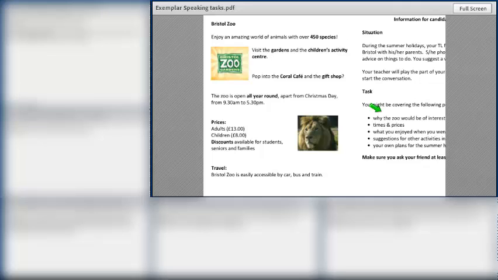And I'm asking you a couple of questions, really. Is it a good task, and why is it a good task? So this was a task set by a centre for their own students.